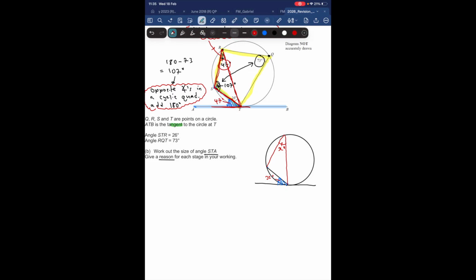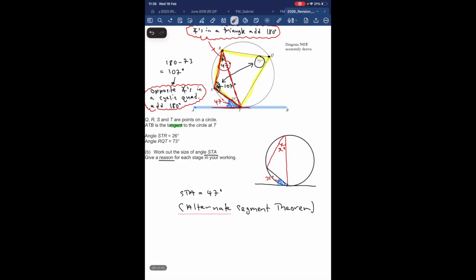So the angle STA from this diagram is going to be 47 degrees. And the reason is we just say it's the alternate segment theorem. Now, that's a little bit difficult to spot with this diagram for the simple reason there is a lot of information that they're giving you.